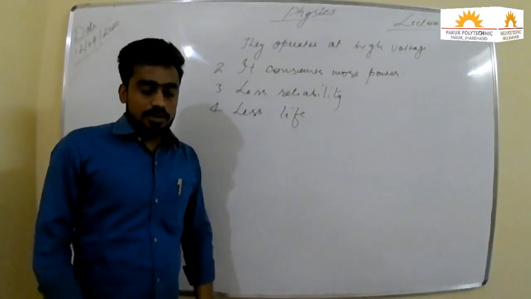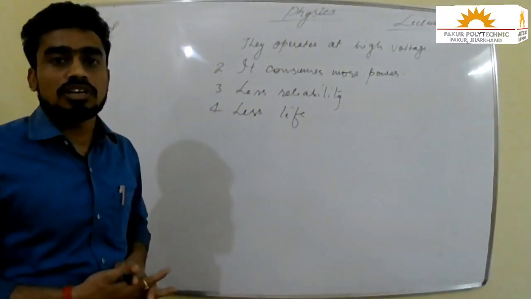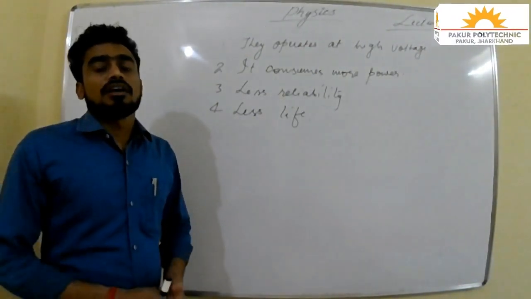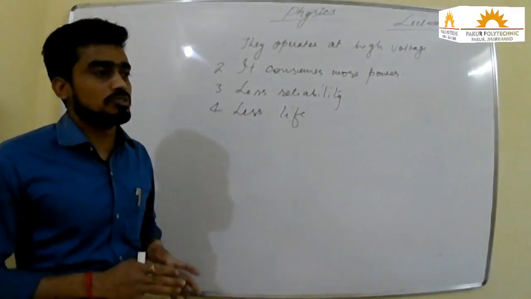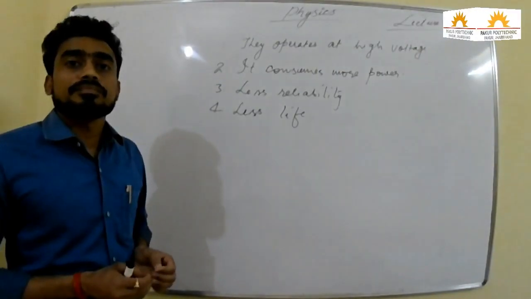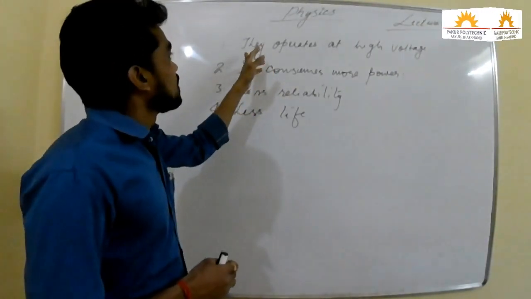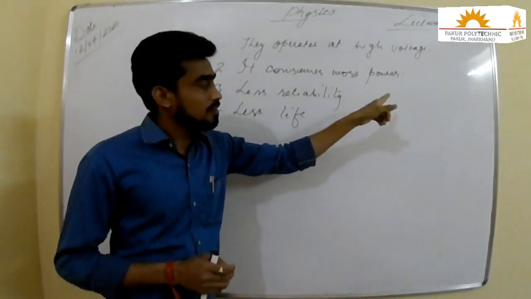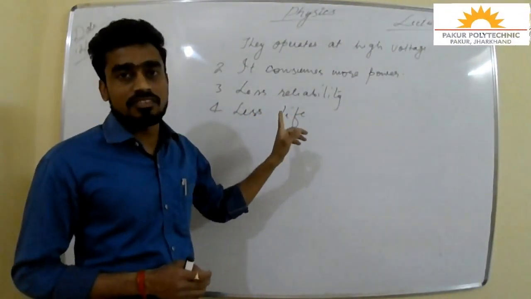Now in 1930 it was realized that solid state semiconductors and their junction diodes can also be used to control the flow of electrons, and they operate at less voltage. They consume less power, have more reliability, and more life.